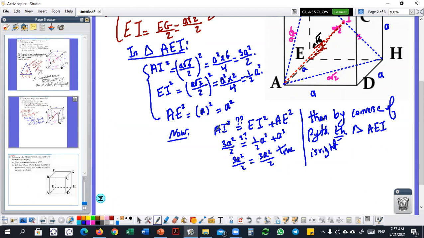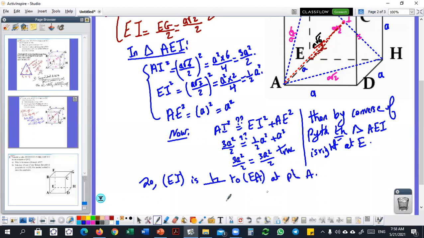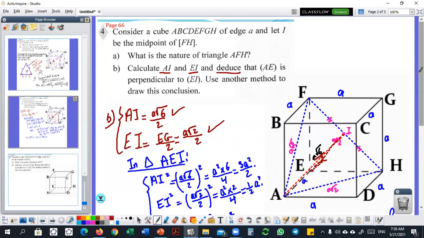Is right. This is the hypotenuse. What is the common point here? E. So it is right at E. It means that EI is what? Perpendicular to the other side that contains E, to EA, because the vertex is at point E. Okay? At point E. Clear?